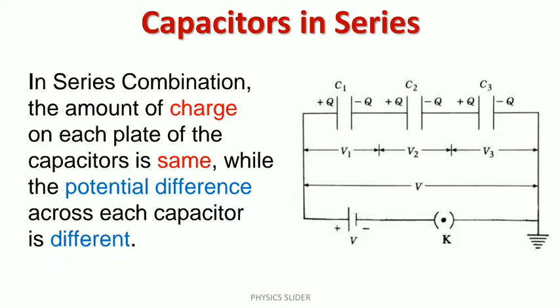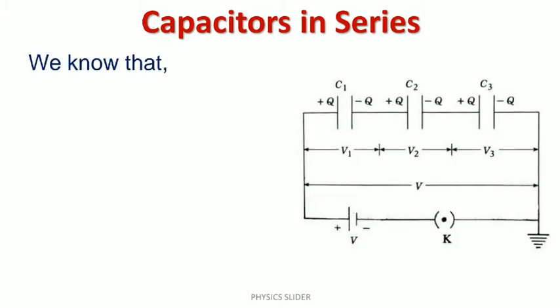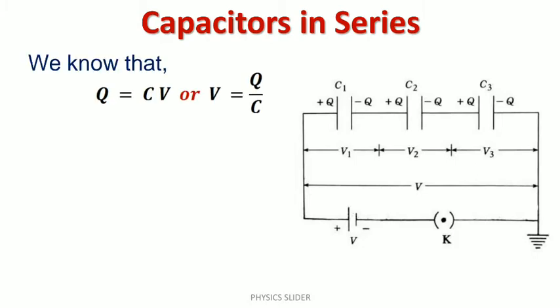Now these potential drops are provided from the total potential difference, which is provided from the source. So we can take this like, as we know that Q is equal to CV or V is equal to Q upon C. This is the formula for the capacitance in terms of charge and potential. Q is equal to CV, or we can write it like V is equal to Q upon C. This is the formula for the total potential.